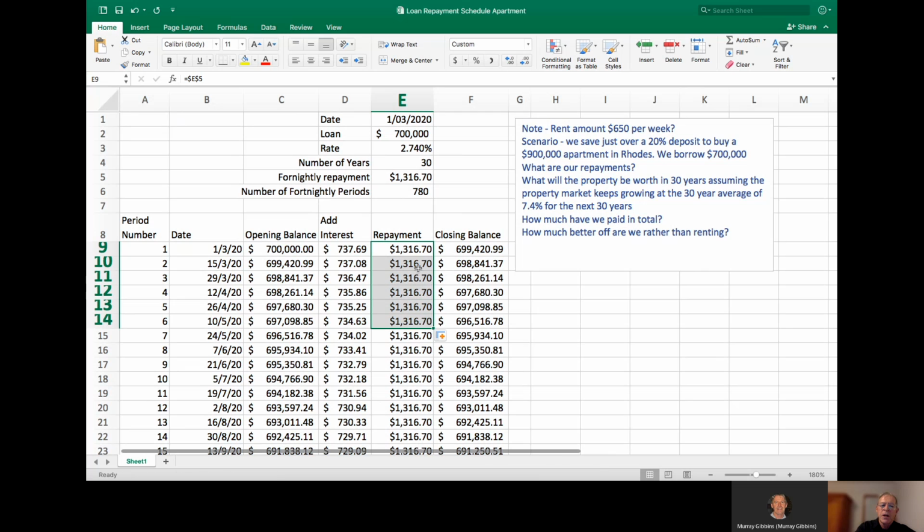We want it to calculate, drag down exactly that 1316. Same sort of thing here with the closing balance. Let the closing balance equal the opening balance, add interest, minus repayment. Bang. Let the opening balance for the second month equal whatever the closing balance is at the end of the first month. So let this cell here equal that cell there, hit enter.